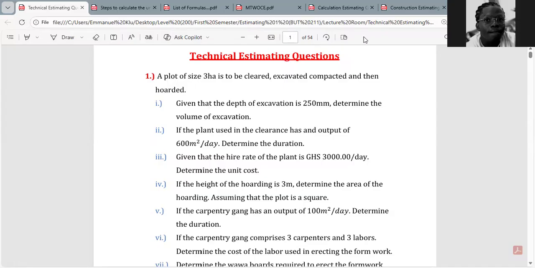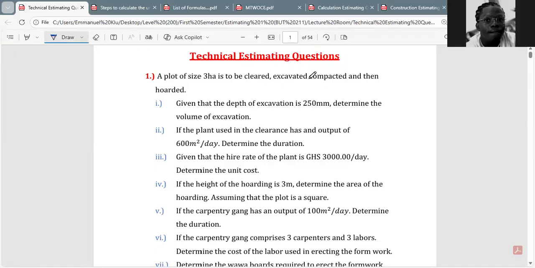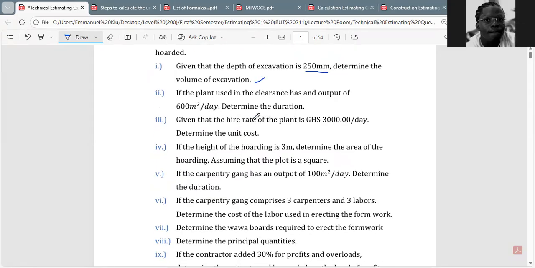All right. So in our lecture two, we want to look at some technical estimating questions. Our question one says that a plot of size 3 hectares is to be cleared, excavated, compacted, and then hoarded. Given that the depth of excavation is 250 mm, determine the volume of excavation.